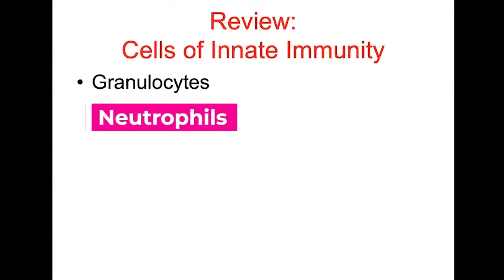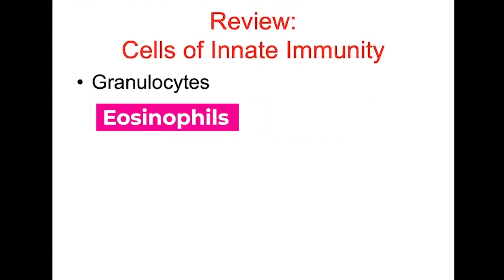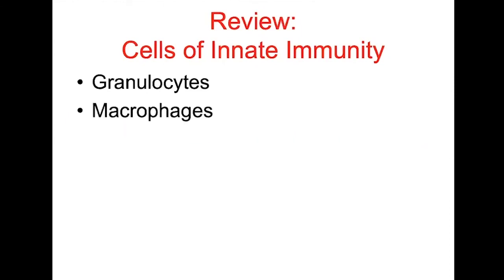Granulocytes consist of neutrophils, which are phagocytic cells, eosinophils, which are also phagocytic cells, but primarily are involved in eliminating parasitic worms, and basophils, which release histamines to initiate inflammation. Macrophages. Remember, macrophages are monocytes that have left the blood vessel. They're phagocytic.